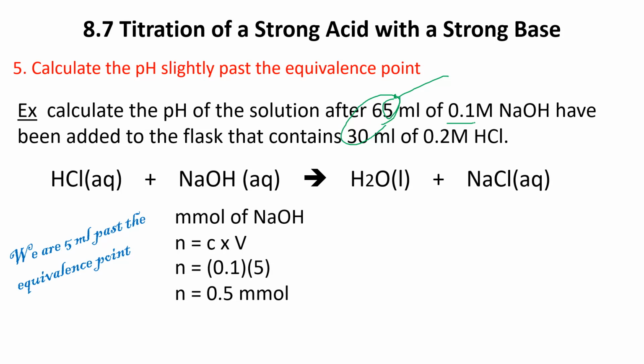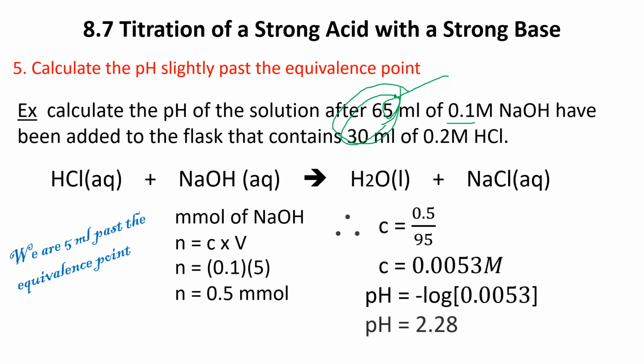Once we've done that, we need to recalculate our concentration because the total volume of solution in our beaker is now 95. So therefore, let's take our new number of millimoles and divide by the total volume. That gives us that value. We're going to negative log that value and get an answer of 2.28.